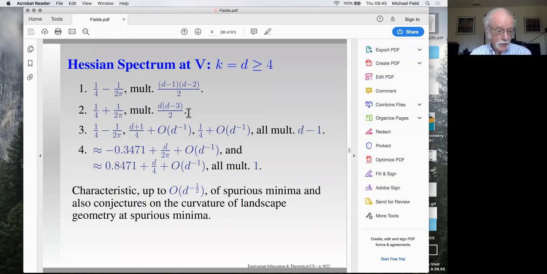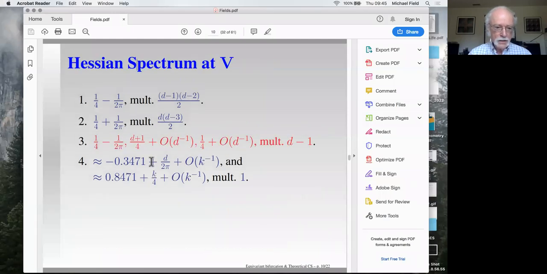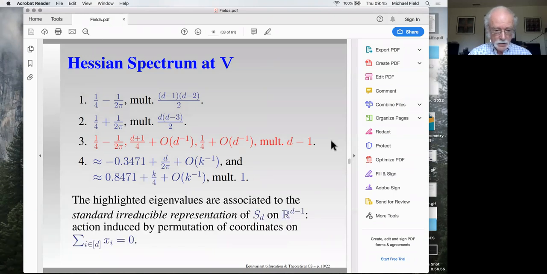So this spectrum you see here is already typical of spectra that you get for spurious minima. And this is compatible with conjectures on the curvature of the landscape geometry at spurious minima. There seems to be some kind of self-similarity operating here. So when we come to the question of creation and annihilation of spurious minima, creation is the thing to think of here. Which of these eigenvalues are important? Because we're going to be changing the sign of an eigenvalue. So it turns out, just for the Hessian spectrum at V I'm talking about at the moment, that it's this one in red that's important. That's the one that plays the role, and it also plays a vital role in the annihilation of spurious minima.